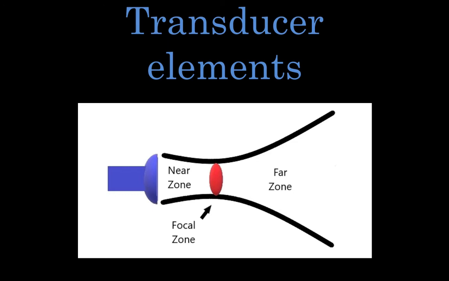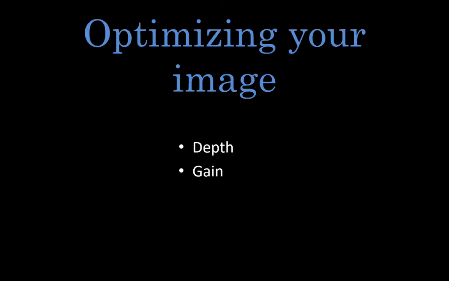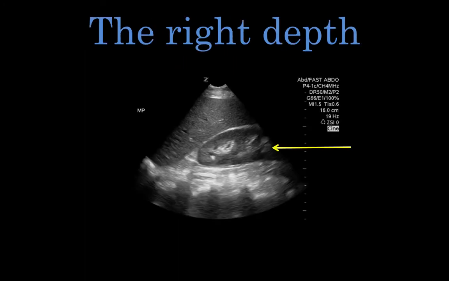The structures in the focal zone will have the best axial resolution. The near and far zones that are depicted here are also known as the Fresnel and Fraunhofer zones. When you begin imaging, a couple of things to always keep in mind are depth and gain to optimize your image for best interpretation. The structure of primary interest should be set in the middle of the screen, and this is done by adjusting the depth until that structure is in that area. This is the primary focal point as adjusted by the machine automatically. This is the area where you can get the best axial resolution of the individual structures.